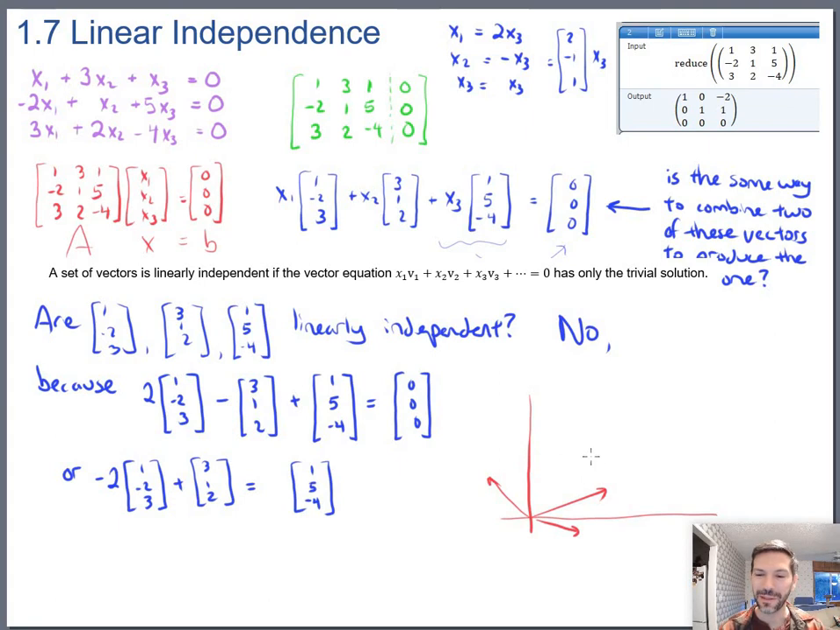But the basic idea is if you want to get somewhere in space, like here, and you think you need 1, 5, negative 4 to get there, you don't. You can combine the other two in a certain way to get there instead. In my little picture, it sort of looks like if I could take about one of this vector and maybe like 2.5 of that vector, I can get anywhere that third vector would have taken me.